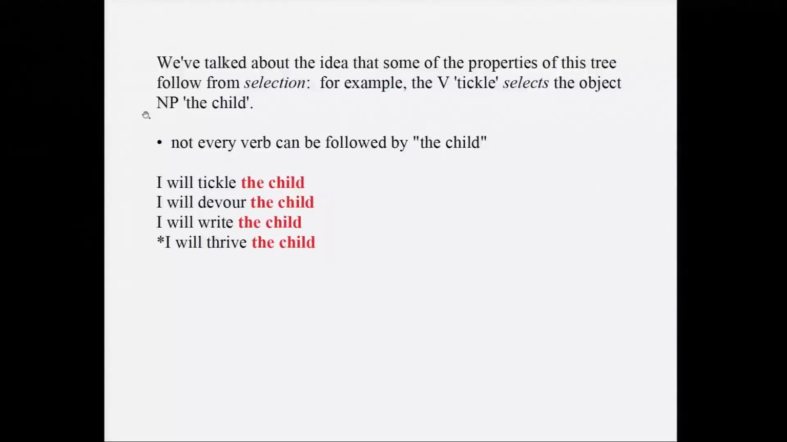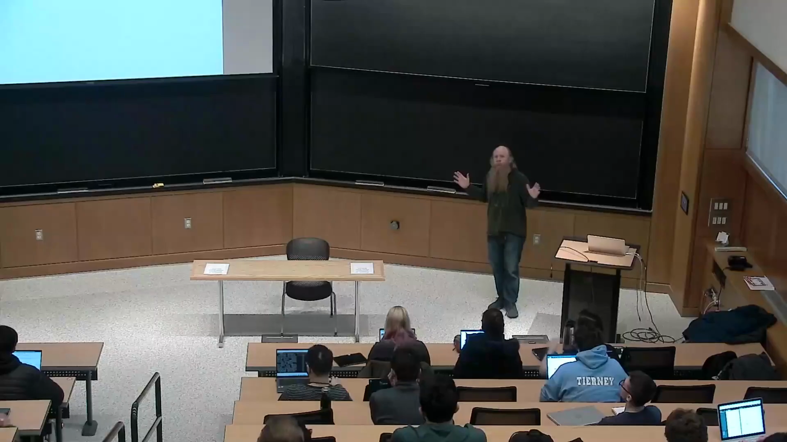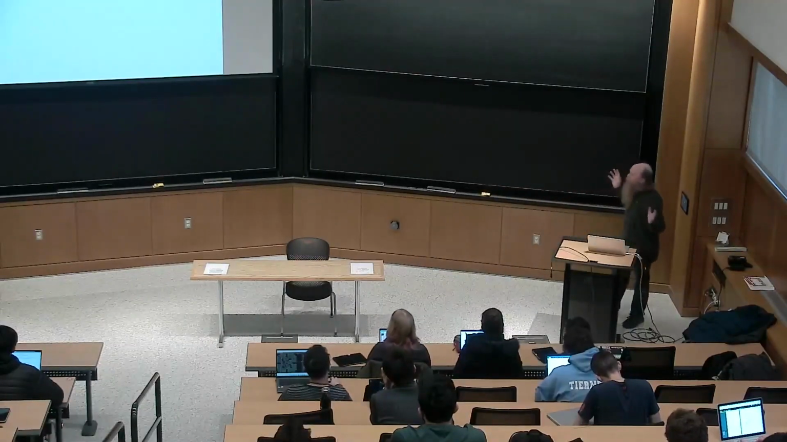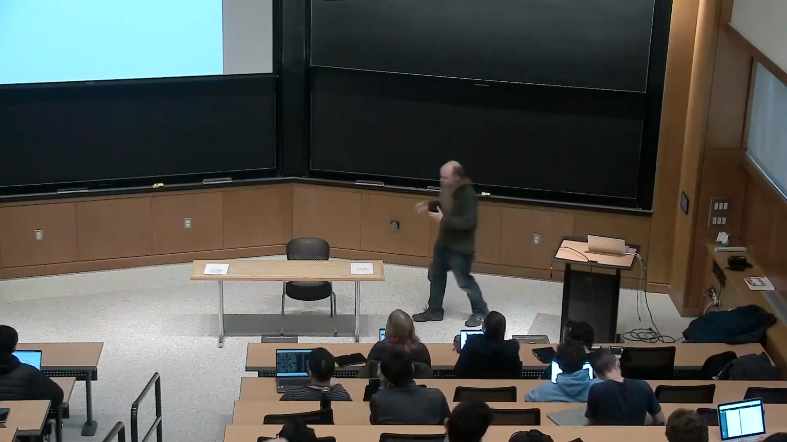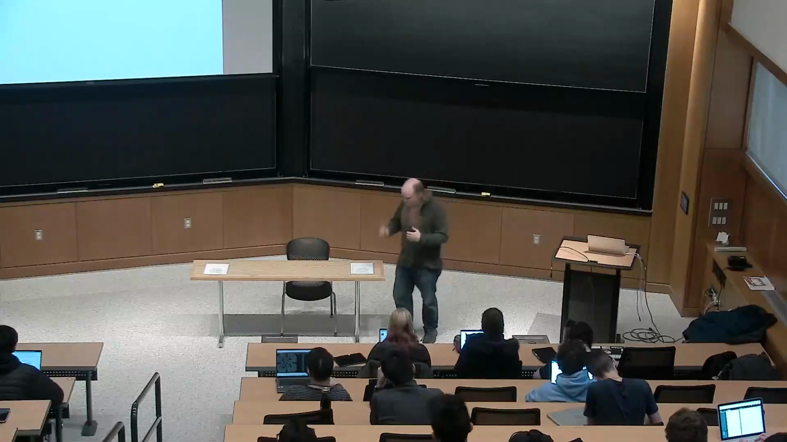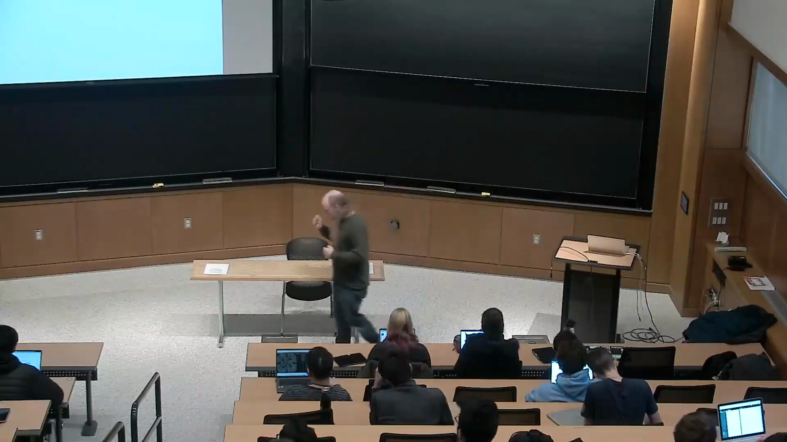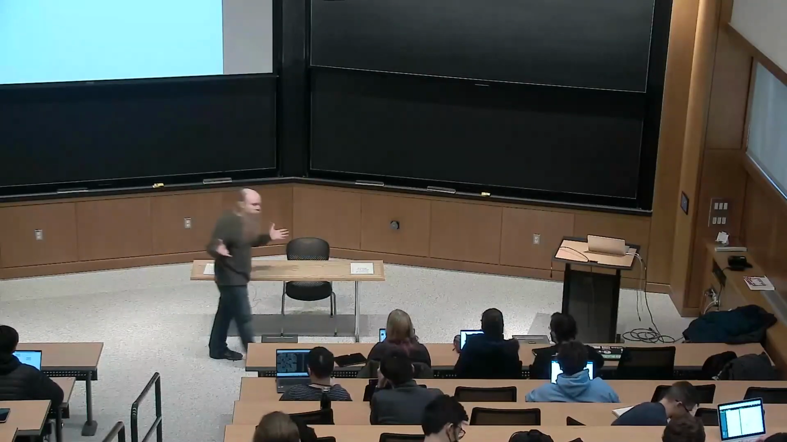So, you can tickle a child, you can devour a child, you shouldn't, but it's grammatical. You can write a child, sort of, but there are other verbs for which you just can't do this. You can't thrive the child. That doesn't make any sense. So the classic way to say this is there are some verbs that are transitive and others that are intransitive. So in order to know whether you can have an object or not, whether there can be a noun phrase in that position, the sister of the verb, you've got to know what the verb is. The verb tells you whether it needs to have an object or not.